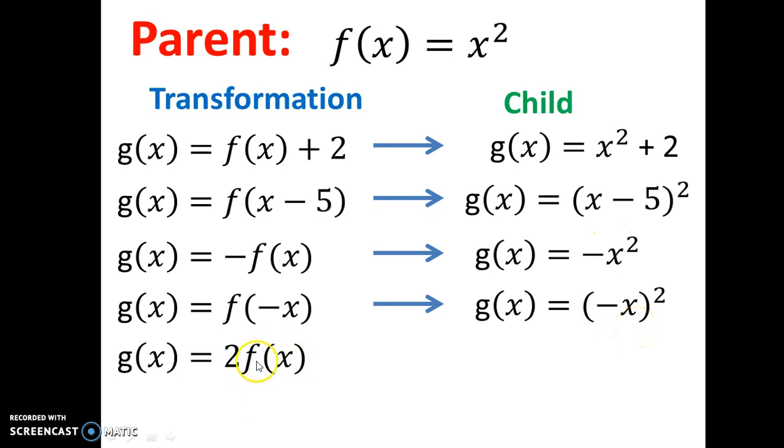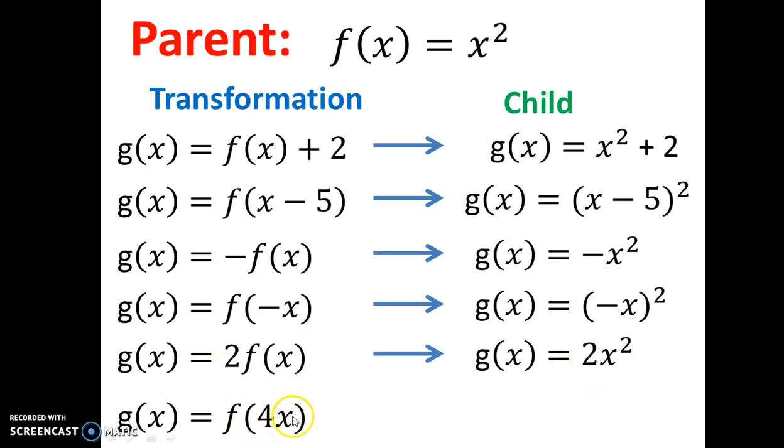Here we take the entire function multiplied by 2. So you take the original function times 2. Here we take the x values and multiply them by 4. So again, this part is replaced with 4x. So this is also replaced with 4x. So it will look like this.